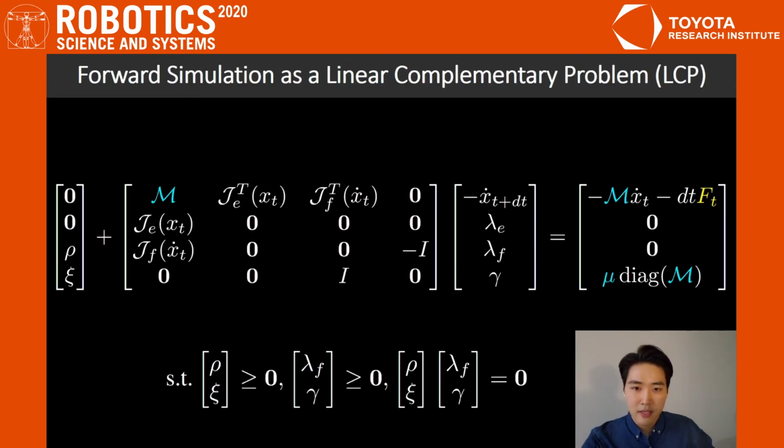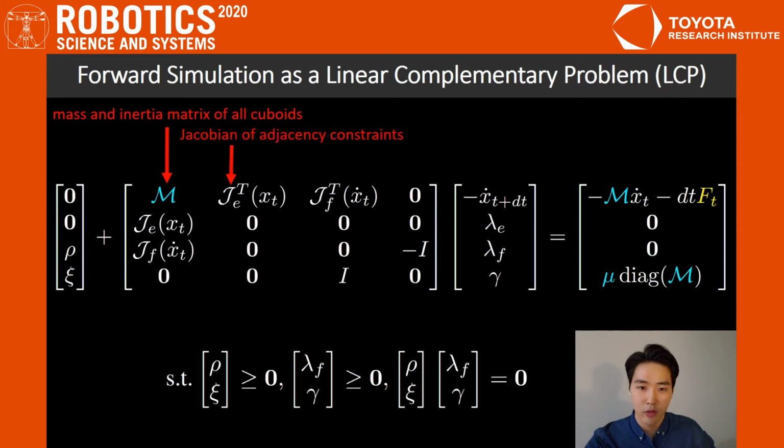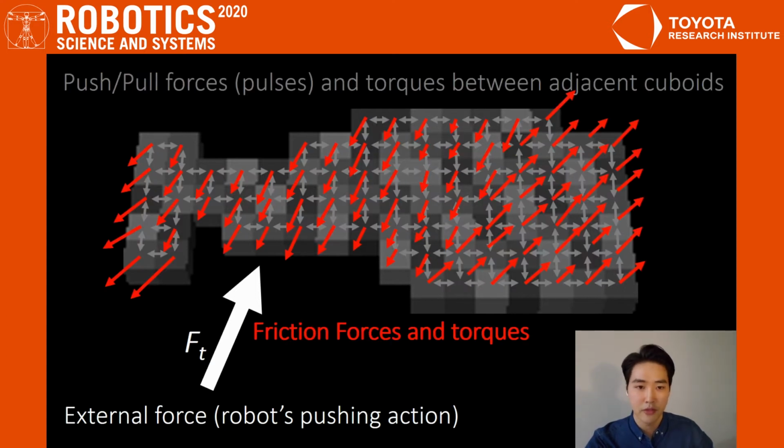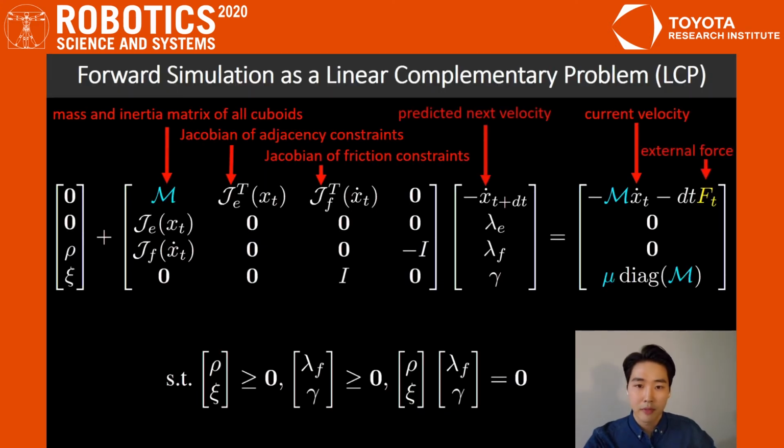We formulate the system as a linear complementarity problem, and what we have in this equation is the mass and inertia matrix and two Jacobians that correspond to internal forces and the frictions as a function of their velocity at time t. This describes the internal forces that are happening inside of the object, and we also have the frictions, which are external forces applied from the support surface. We also have the predicted velocity, the external force, and mu, which is the vector of the frictional coefficients. So you can solve this linear complementarity problem, and this is how you forward the simulation.